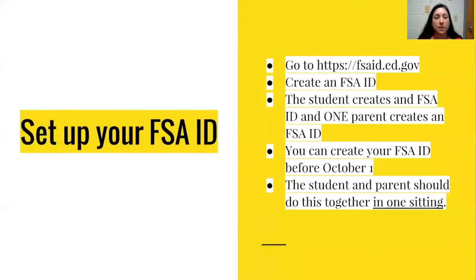So, things you can be doing between now and October 1st. The first thing you can do is, in order to access the FAFSA, you have to have a federal student aid ID. In order to establish a federal student aid ID, both you and your student will go to fsaid.ed.gov, the federal student aid ID website, and you will create your ID. The student creates an ID and one parent creates an ID. If you live with both your parents, it's whichever parent wants to do it.